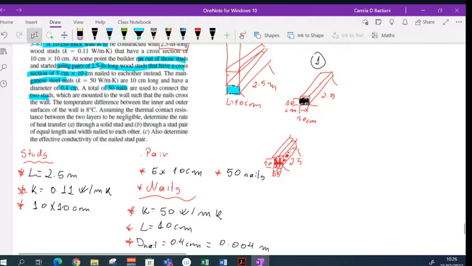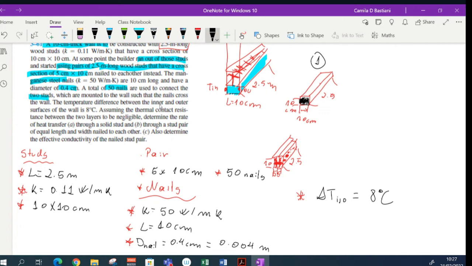In the first situation, I have studs. In the second situation, I have pairs of studs with the nail going across here, 50 nails across them. The temperature difference between the inner and outer surfaces of the wall, temperature inner, temperature outer. So I'm not given a temperature, I'm given a temperature difference. So I know my delta T between inner and outer surface is 8 degrees Celsius.